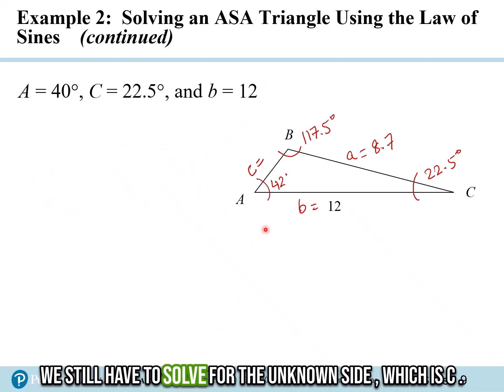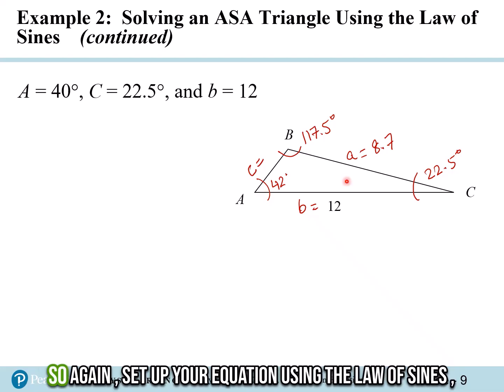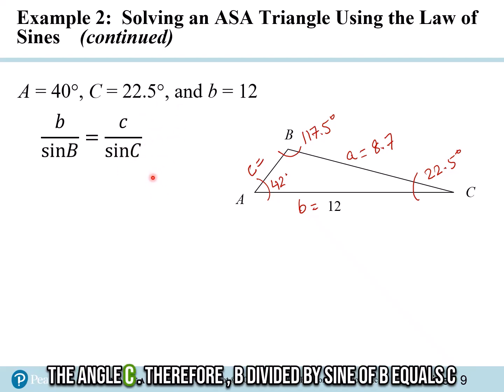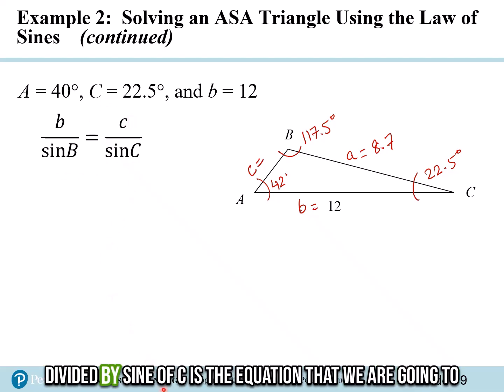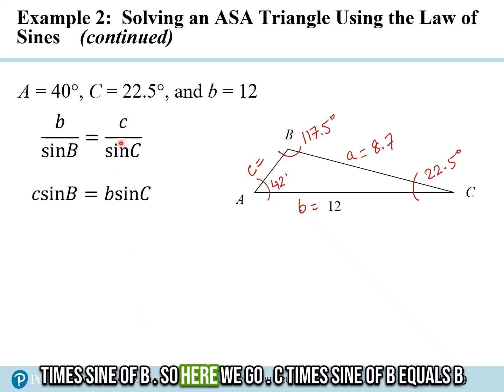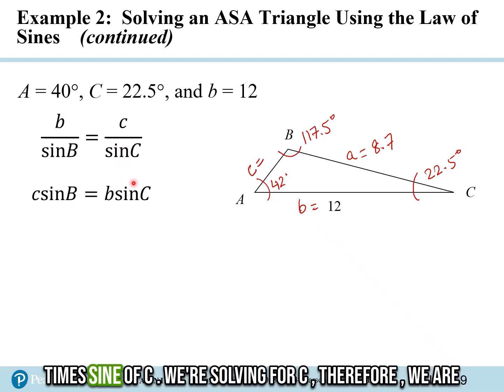We still have to solve for the unknown side, which is C. So again, set up your equation using the law of sines, but this time we must have a ratio using the side C and the angle C. Therefore, B divided by sine of B equals C divided by sine of C is the equation that we are going to use here. Again, cross multiply. B times sine of C equals C times sine of B. So here we go. C times sine of B equals B times sine of C.